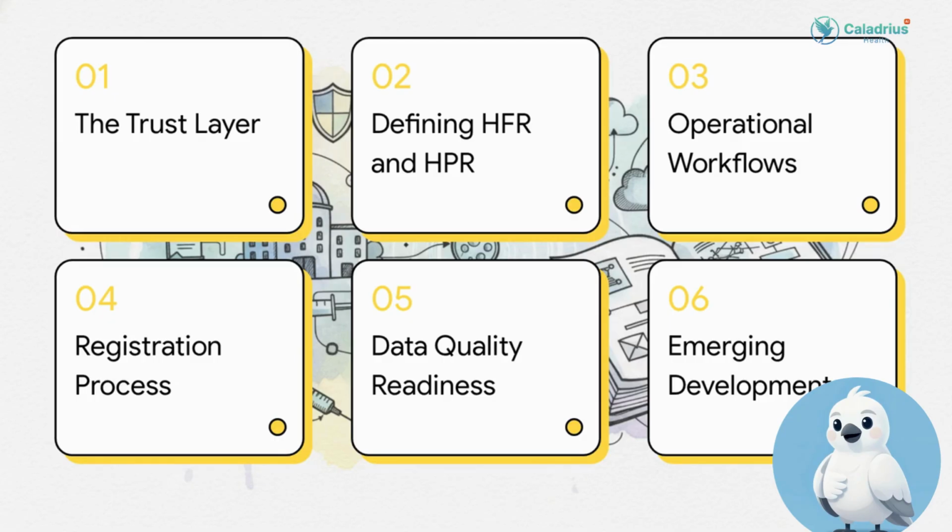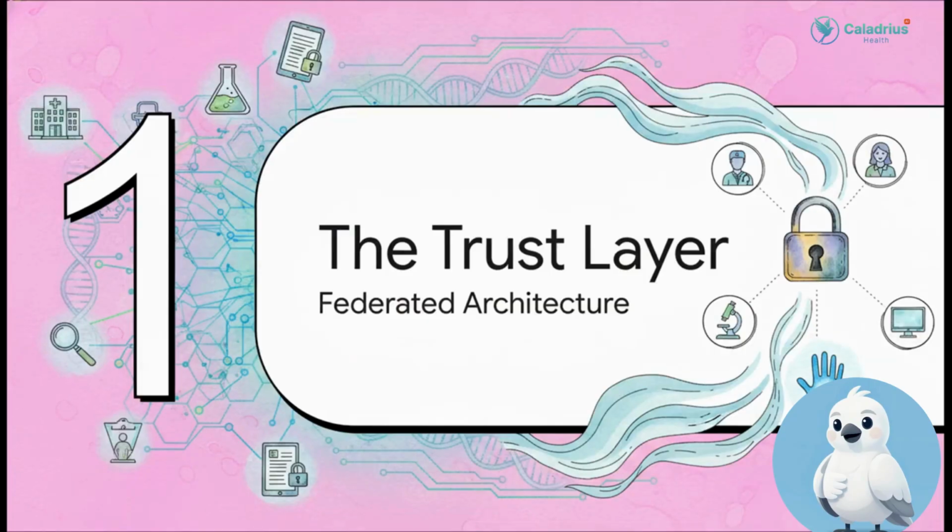We'll start with the trust layer, define these two registries, and explore their operational workflows. Then, we'll walk through the registration process, talk about data readiness, and finish up with some emerging developments. Let's jump right in. Okay, Section 1, the ecosystem's trust layer.